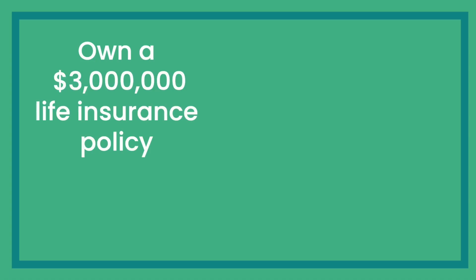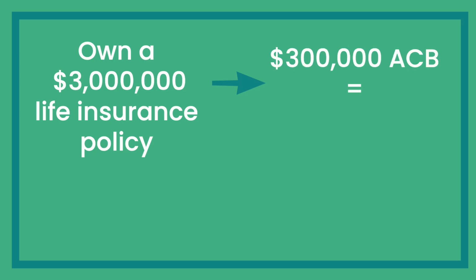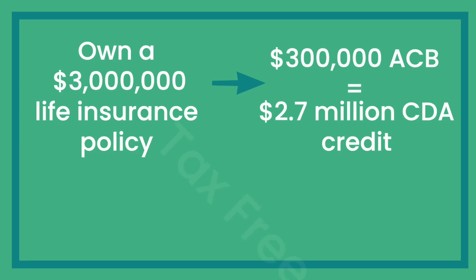Let's look at another example. Suppose your corporation owns a $3 million life insurance policy on a key shareholder. Upon their passing, a $3 million life insurance payout with a $300,000 ACB creates a $2.7 million CDA credit, fully tax-free. This powerful leverage makes corporate-owned life insurance a cornerstone of effective business planning.